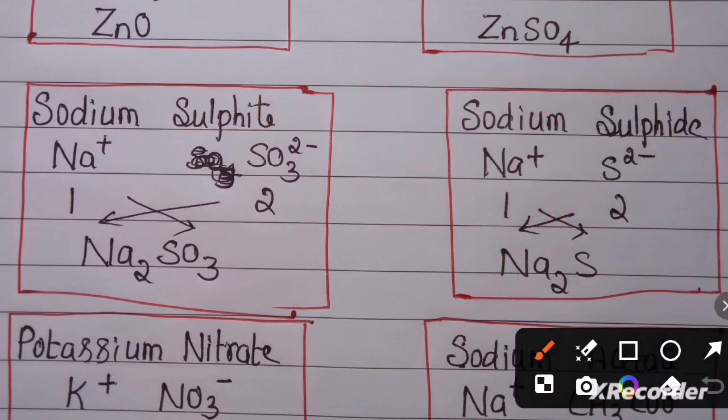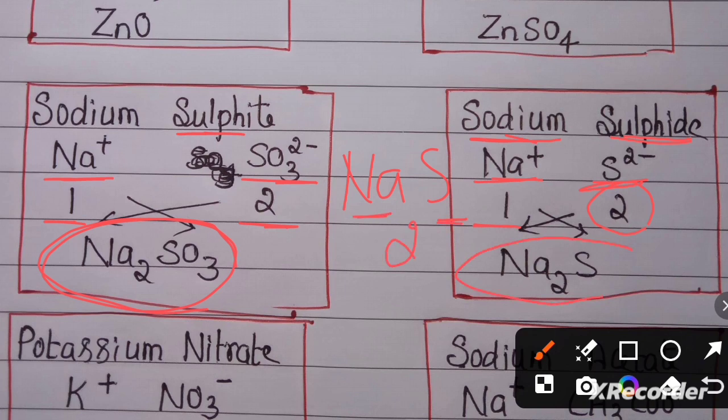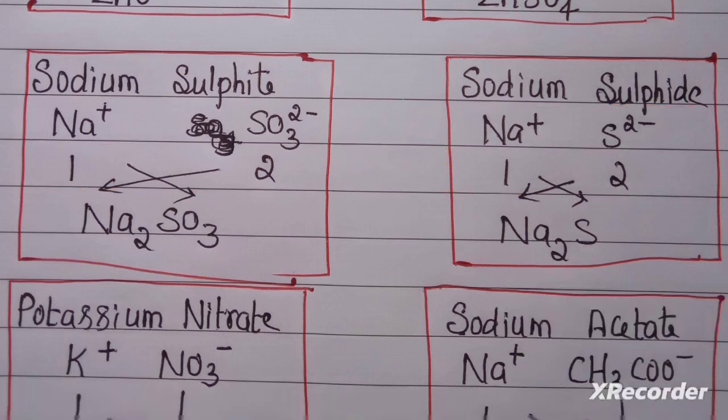Now we have here sodium sulfite. Sodium ion formula Na+, valency is 1. Sulfite formula SO3 2-, valency is 2. By doing crisscross, we get the formula Na2SO3, sodium sulfite. If you want to write the formula of sodium sulfide, sodium ion Na+, valency is 1. Sulfide is S2-, valency is 2. By crisscross, you write the formula of Na and S, pass the valency of sulfide to sodium and pass the valency of sodium to sulfide. So you will get sodium sulfide Na2S.